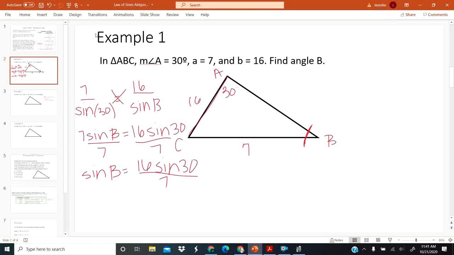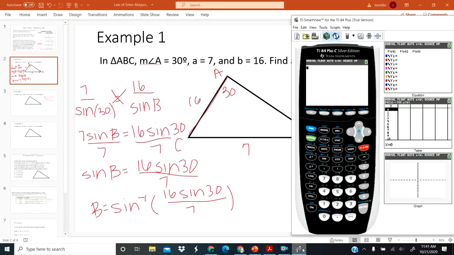And the last thing that you have to do to solve for angle B is just go ahead and take the inverse sine. So sine inverse of 16 sine 30 over 7. And then you're going to type that into your calculator. So starting out, again, go ahead and make sure your calculator is in degree mode. Mine already is. So now I'm going to go in and I'm going to type inverse sine of, and I want to get my little fraction bar in here to make it easier to see everything. And I have 16 sine 30, and then I need that divided by 7.